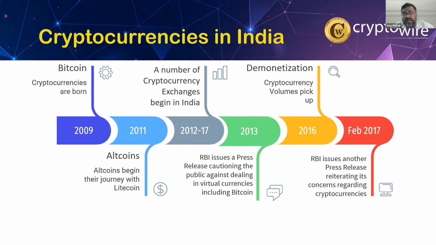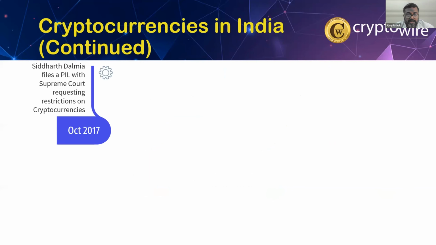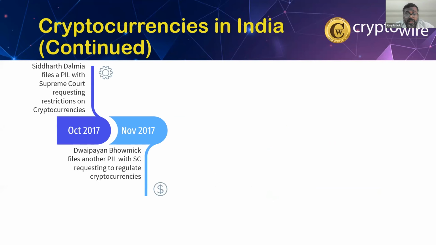Then in October 2017 we saw one Mr. Siddharth Dalmia, he files a public interest litigation with the Supreme Court, where he requests that the Supreme Court step in and put some restrictions on cryptocurrencies. And the next month, November 2017, Mr. Dwaipayan Bhowmick, he files another PIL with the Supreme Court requesting to regulate the cryptocurrencies and not really restrict the cryptocurrencies.